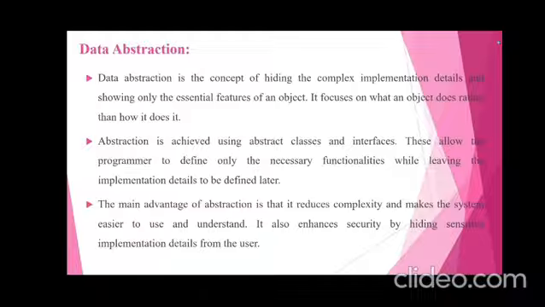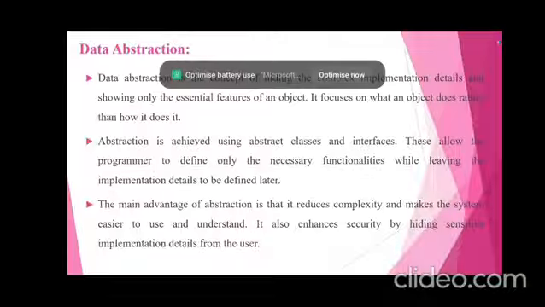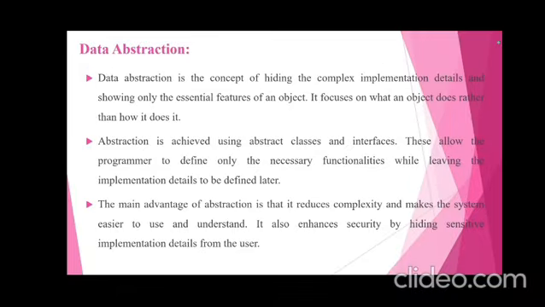So here in C++, Java or similar languages, we use abstract classes and interfaces to implement abstraction. We only specify what operations or methods should be available without writing the full implementation. The actual code for those methods can be written later in derived classes, giving flexibility in how the functionality is implemented. So abstraction allows us to define what needs to be done while hiding how it is done.